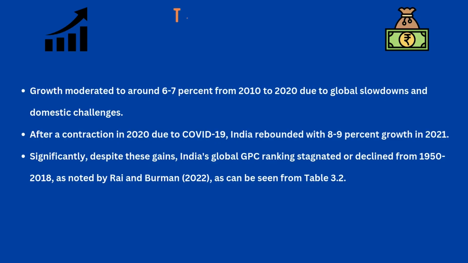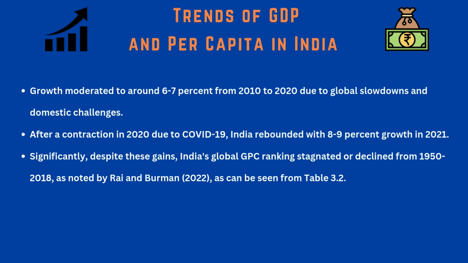Now, growth moderated to around 6 to 7% from 2010 to 2020 due to global slowdowns and domestic challenges. After a contraction in 2020 due to COVID-19, India rebounded with 8 to 9% growth rates in 2021. Significantly, despite these gains, India's global GPC ranking stagnated or declined from 1950 to 2018, as noted by Ryan Berman in 2022, as can be seen from table 2.2.